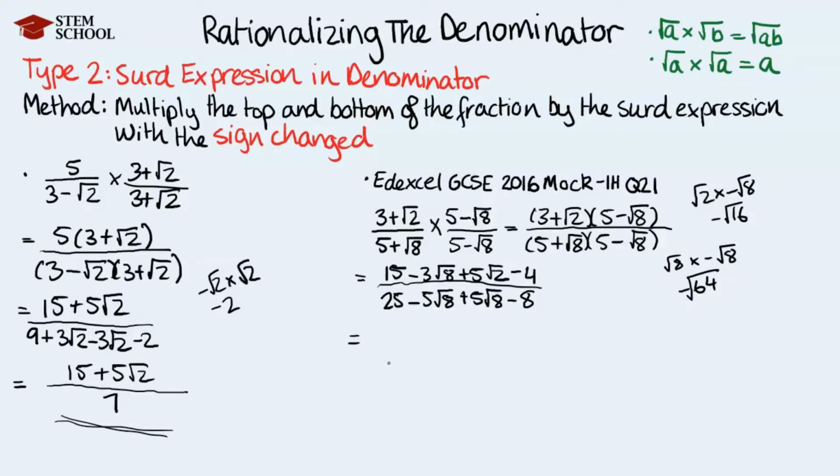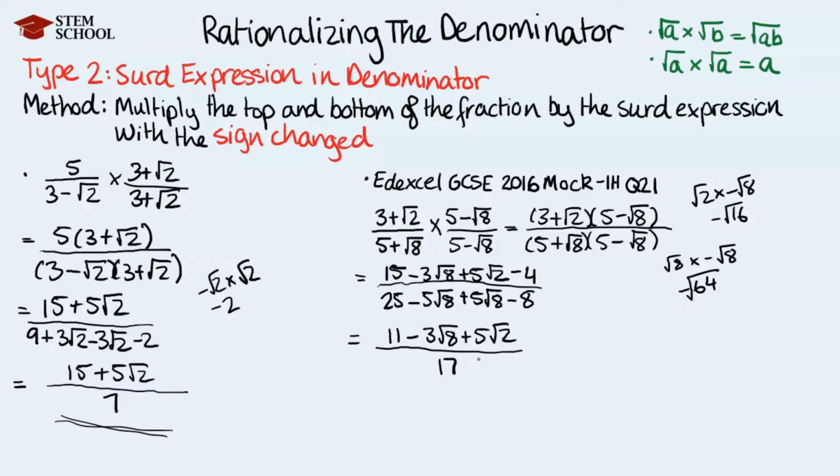Okay? So same as before, we just have to tidy it up. 15 take away 4, that'll be 11. So we have minus 3 root 8 plus 5 root 2. Okay, let's tidy up the denominator now. So it'll be 25 take away 8, that'll just be 17. Minus 5 root 8 plus 5 root 8, so we've cancelled them out, that will be 0.